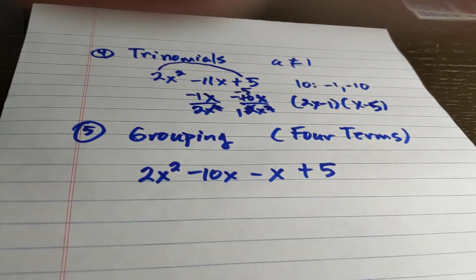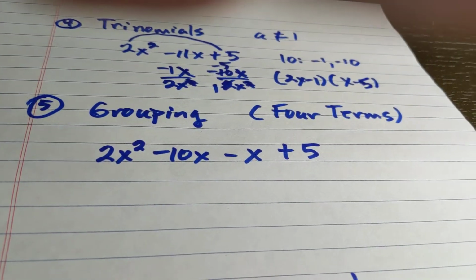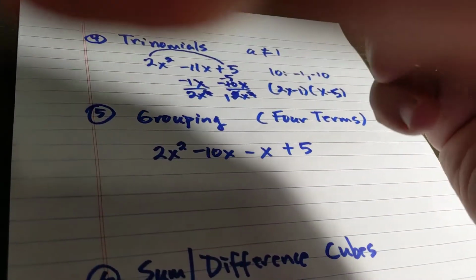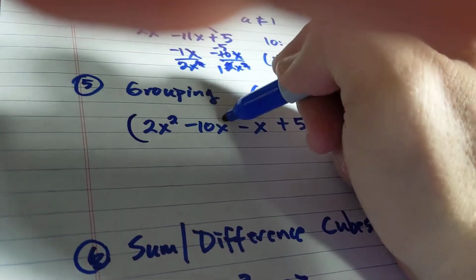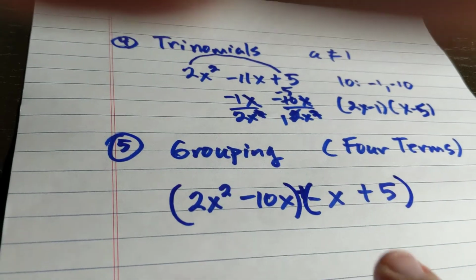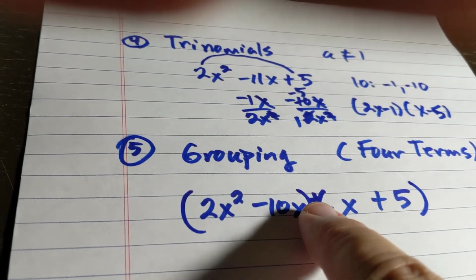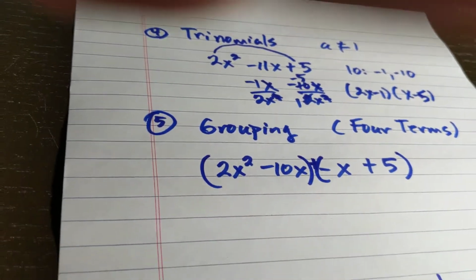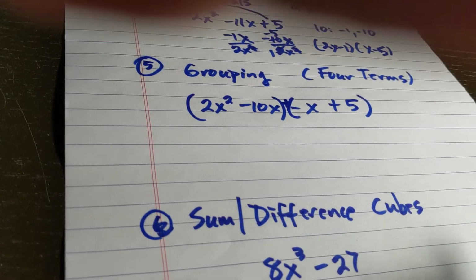The next method's called grouping. It's what you do when you have 4 terms. Notice 1, 2, 3, 4. And all you do there is just group the terms together. So I'm going to group these two together. I'm going to put an artificial addition sign in between there. So I put a little plus sign here because I wanted to keep this negative with that. And then you just factor out the greatest common factor on each one.